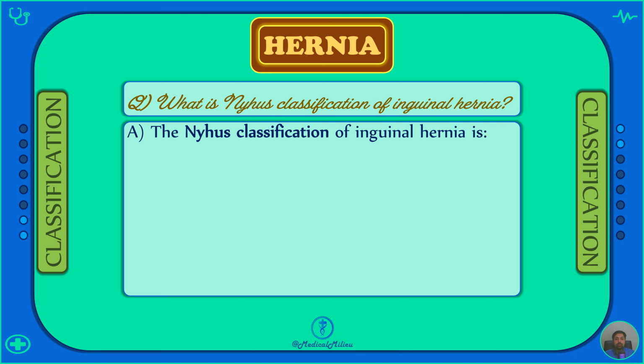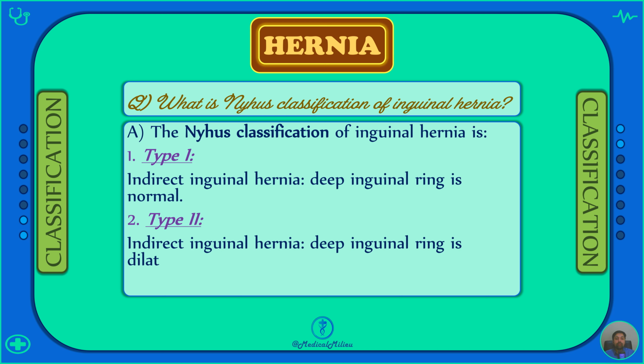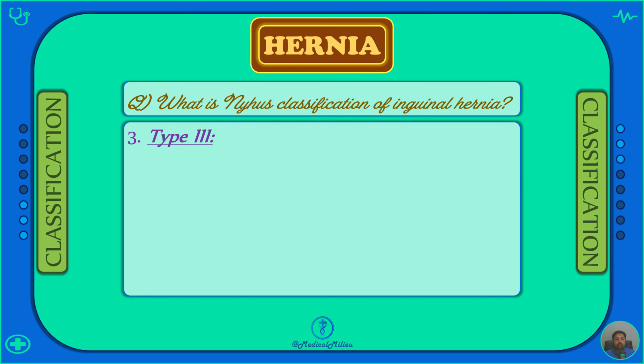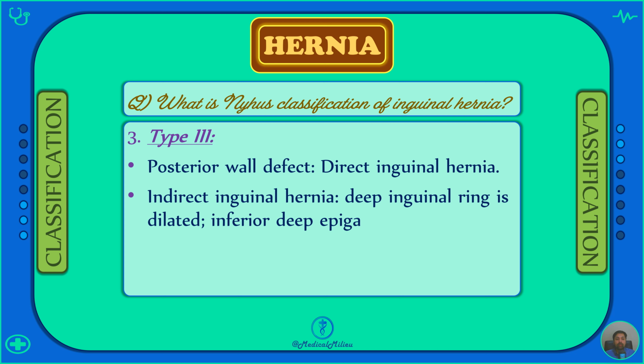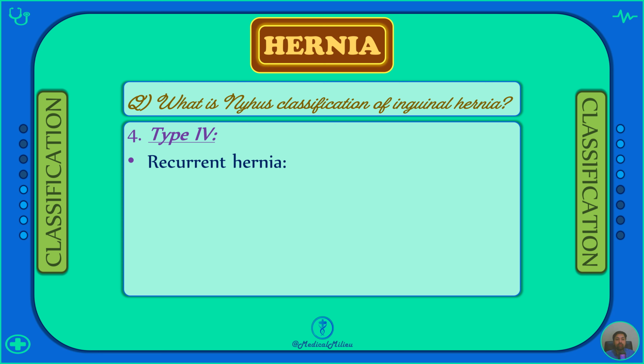The Nyhus classification of inguinal hernia is type 1 indirect inguinal hernia in which the deep inguinal ring is normal, type 2 indirect inguinal hernia in which the deep ring is dilated but the posterior inguinal wall is intact, inferior deep epigastric vessels are not displaced. Type 3 consists of posterior wall defect which gives rise to direct inguinal hernia, indirect inguinal hernia in which the deep inguinal ring is dilated and the inferior deep epigastric vessels are displaced, and femoral hernia. Type 4 consists of recurrent hernia which might be direct, indirect, femoral or combined.